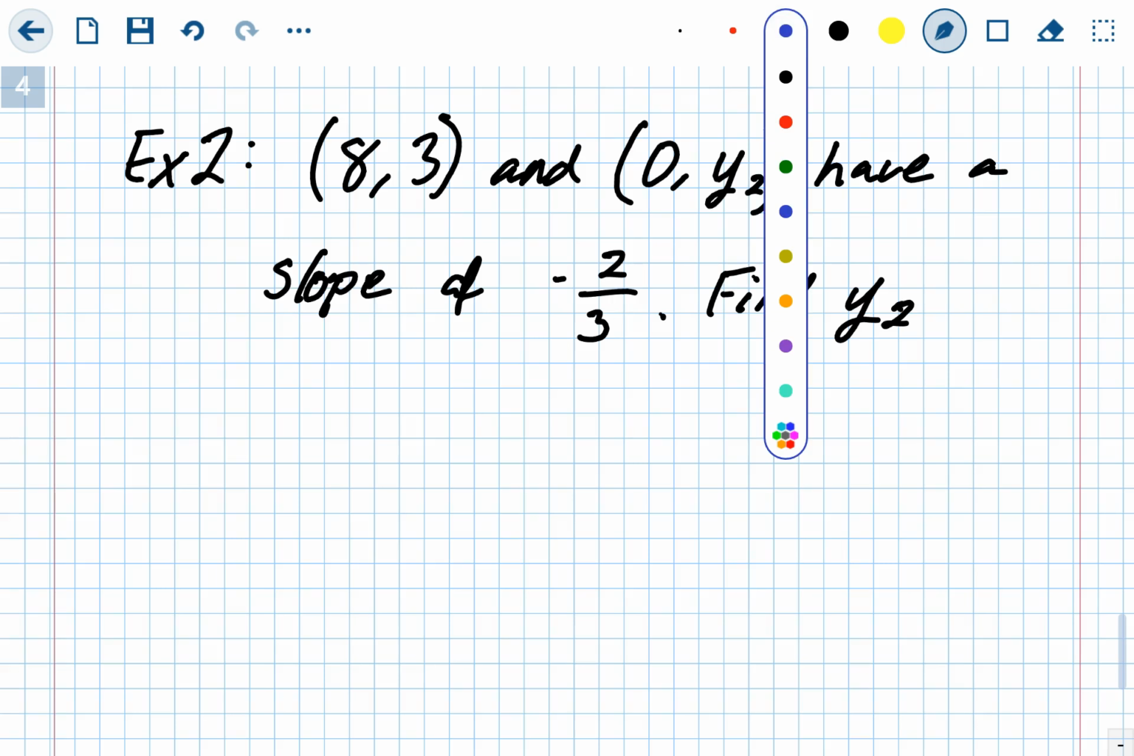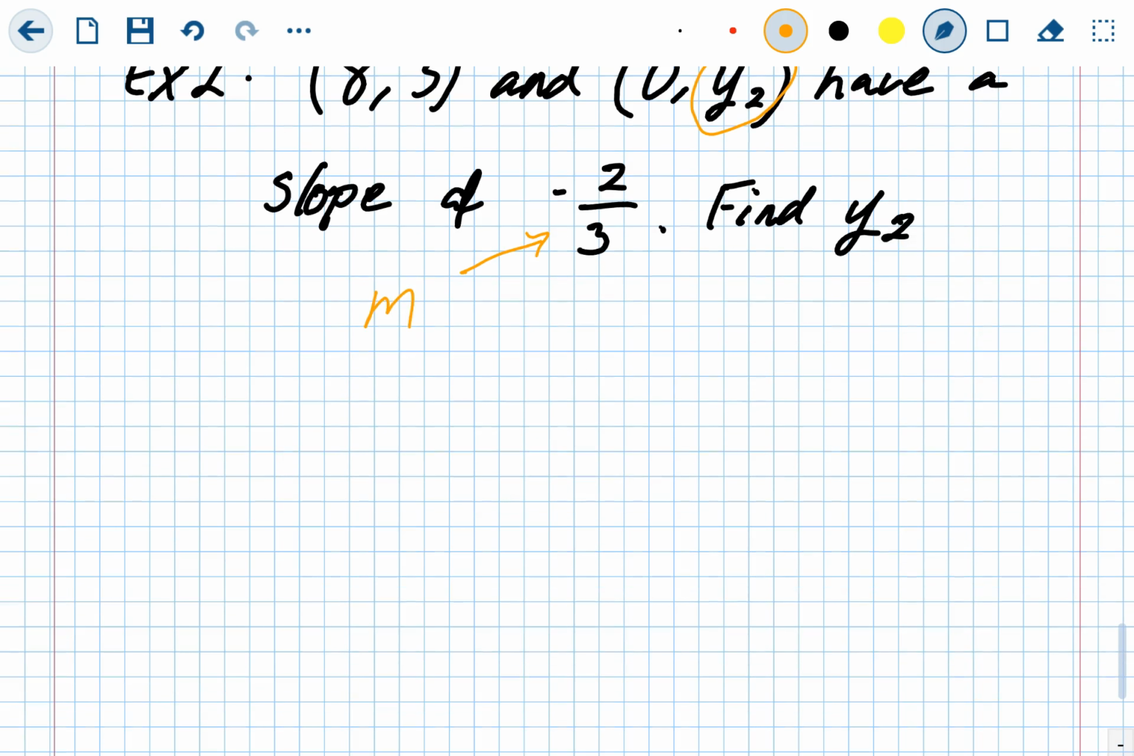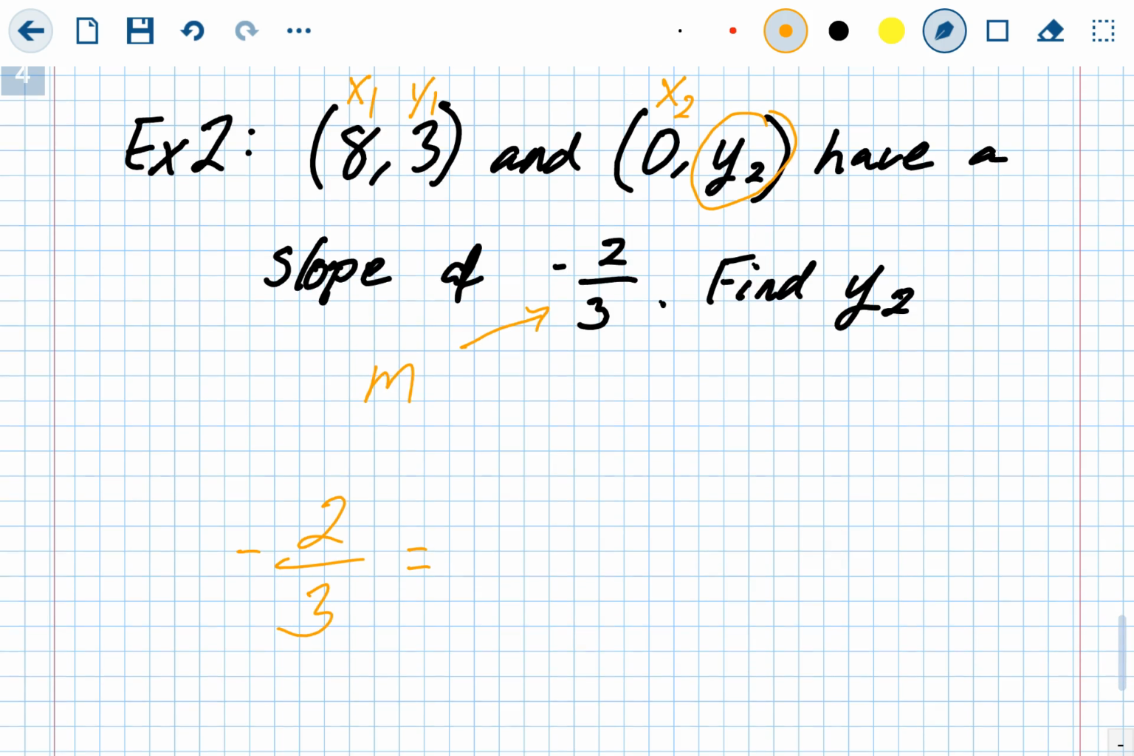We have 4 of the variables, and we're missing 1. We have x1, and we have y1. We have x2, and we're trying to find y2. And we also have the slope, which is m. So if I'm plugging these into our formula, it's going to be negative 2/3 for slope, equals y2 minus y1. y2 we don't know, y1 is 3, over x2 minus x1. x2 is 0, x1 is 8.